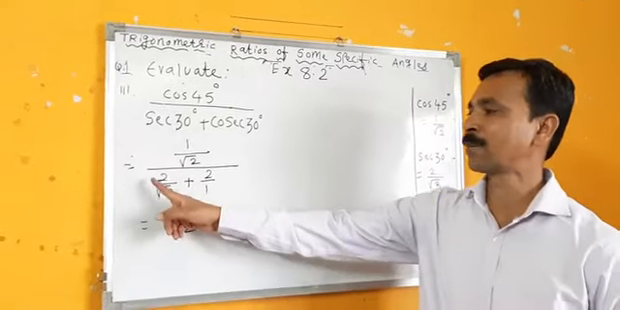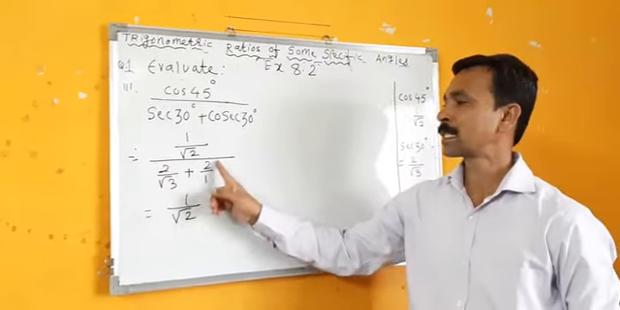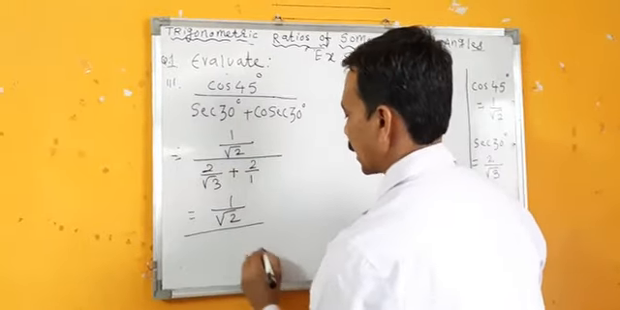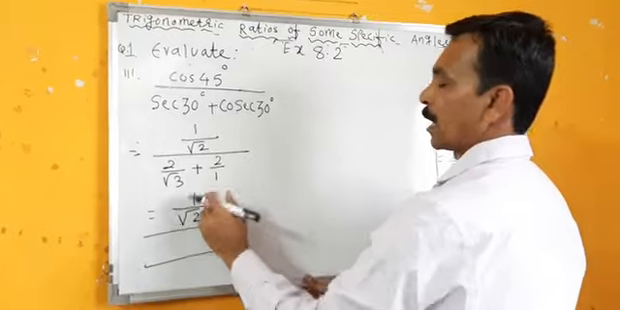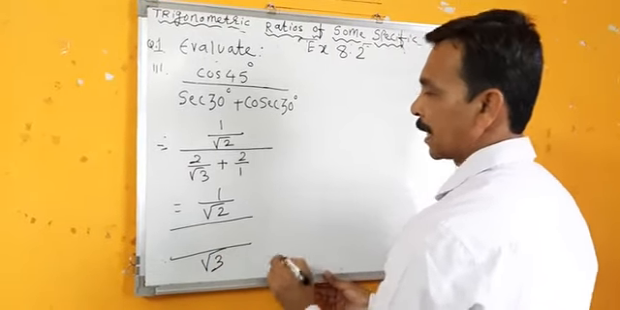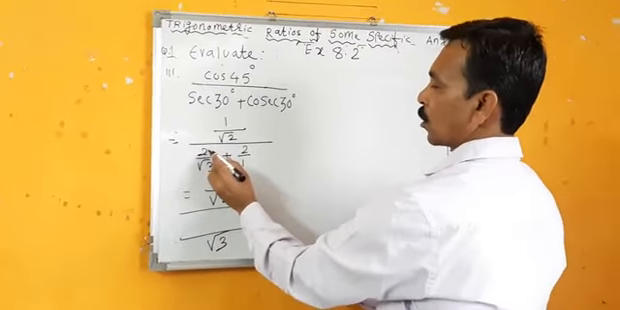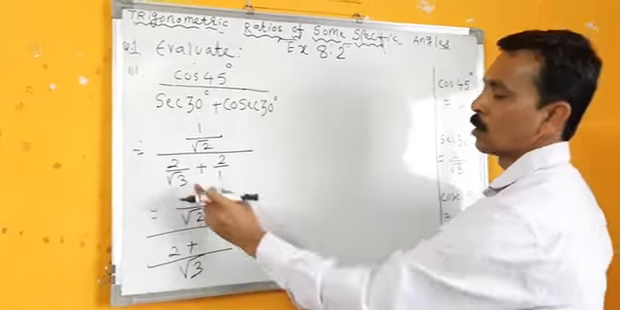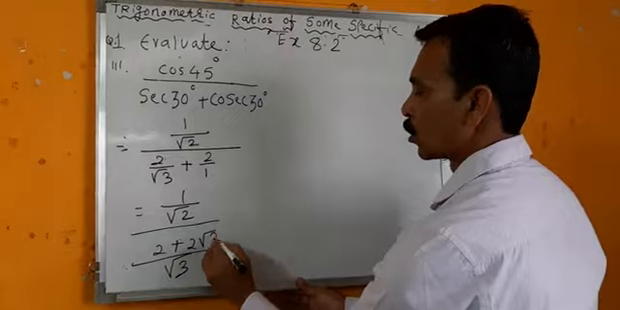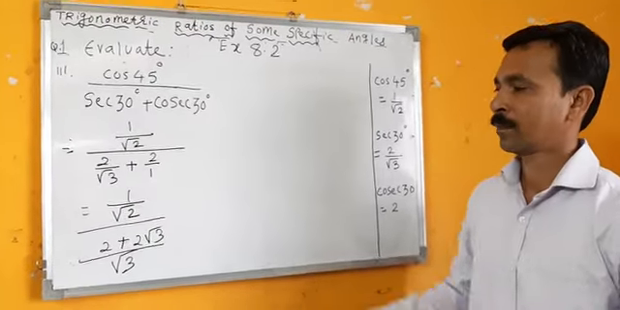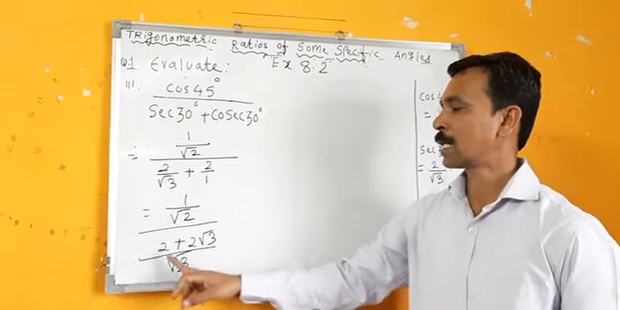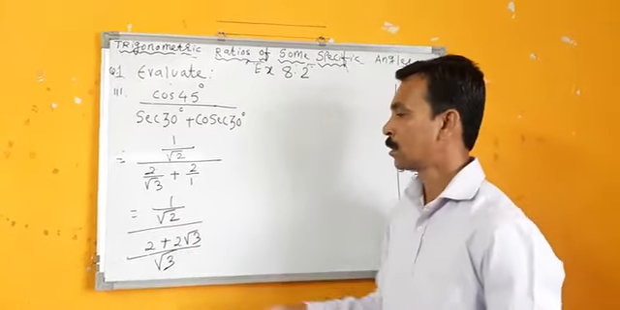Now we take the LCM of 2 by root 3 plus 2 by 1. 2 means 2 upon 1. What is the LCM of root 3 and 1? Root 3. Right? Then cross multiply. 2 ones are 2 plus 2 into root 3 is 2 root 3. Understood? LCM of root 3 and 1 is root 3. 2 ones are 2 plus 2 into root 3, 2 root 3.